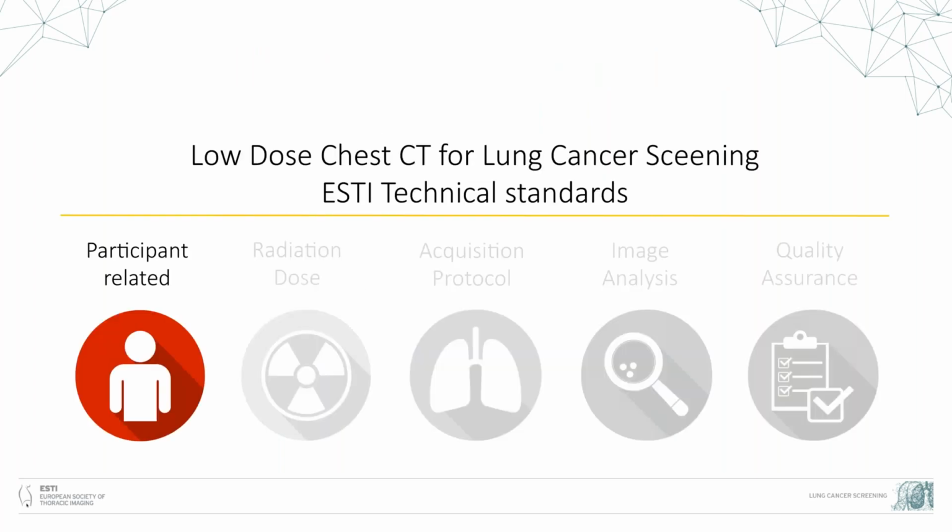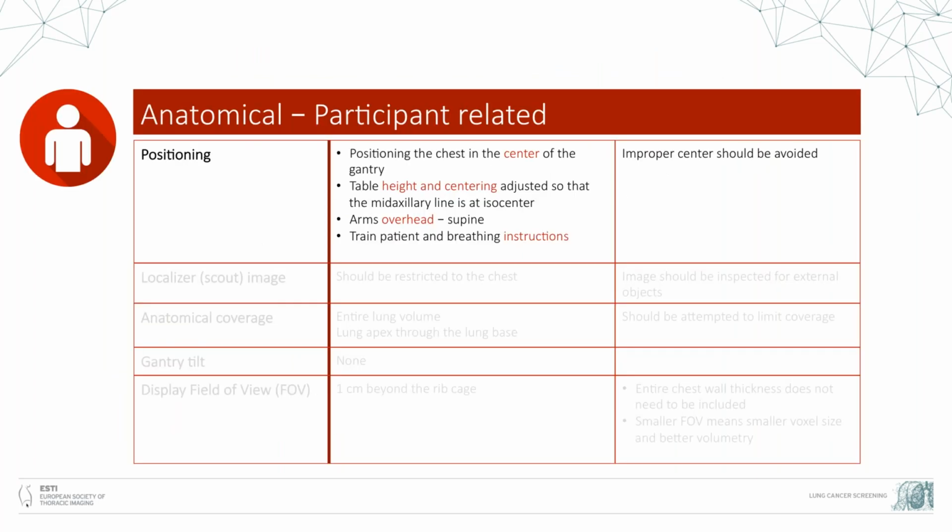So, first part, participant-related. I think some things are evident from the chest CTs that we do in daily practice, such as positioning of the patient in the center of the gantry, supine position and arms over the head. The correct positioning ensures appropriate application of automatic exposure control, and it will also avoid asymmetric distribution of noise and artifacts. The scout image should only be limited to the chest, and after it is taken, it should be inspected for external objects.